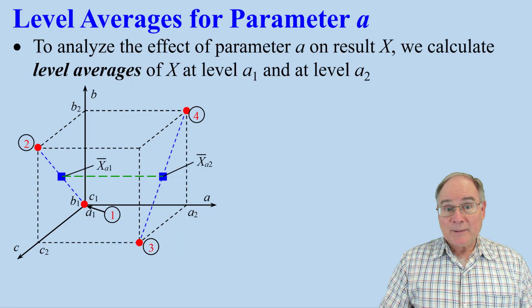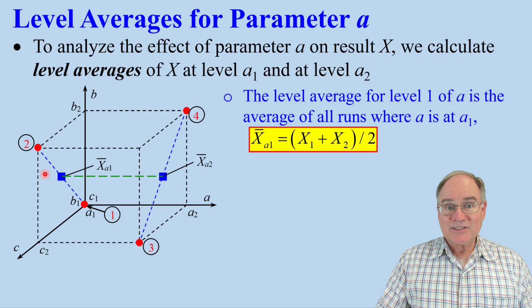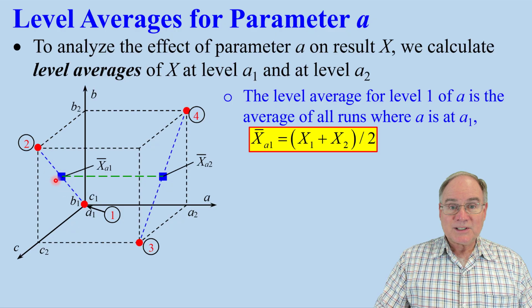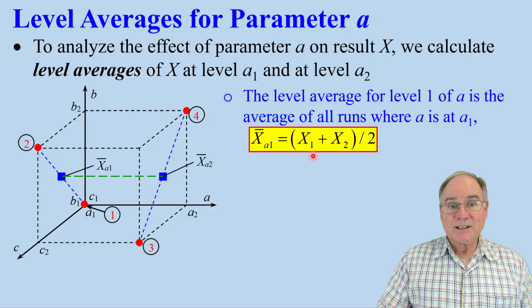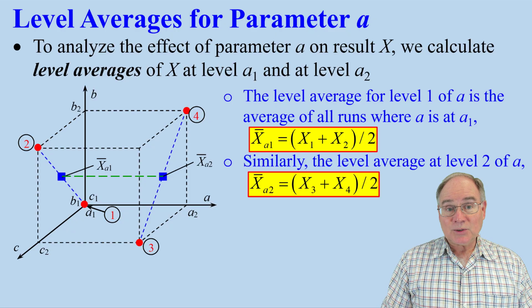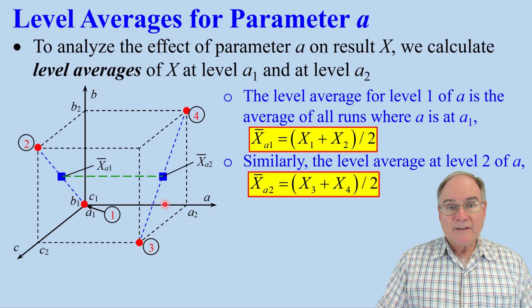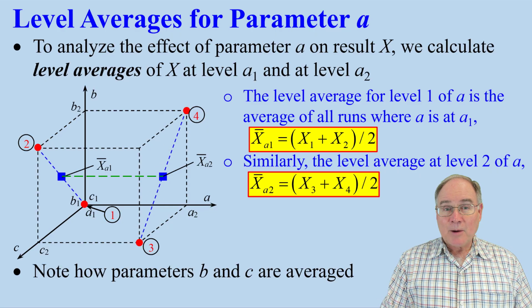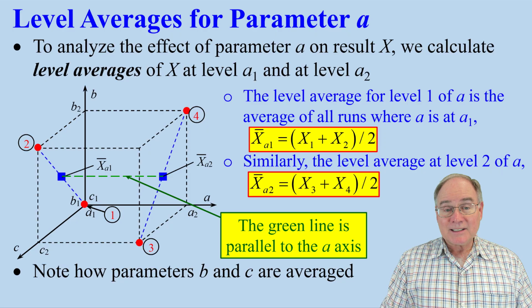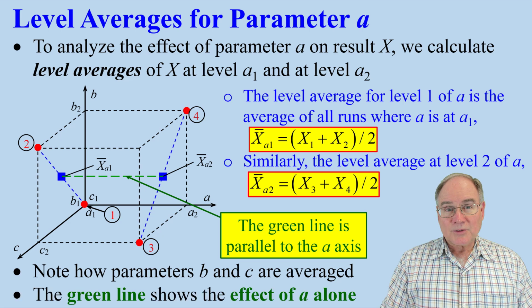I'll illustrate this for parameter A. To analyze the effect of A on x, we calculate the level averages of x at level A1 and level A2. Since A1 is the left side of this cube, x A1 average is the average of points 1 and 2, which I illustrate here, and here's the equation. Similarly, the level average at A2 is x A2 average, the average of these two values. Note how parameters B and C are averaged in these level averages. This green line is parallel to the A-axis, so the green line approximates the effect of A alone.